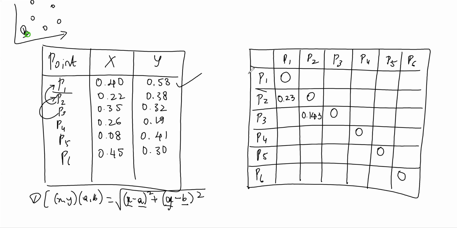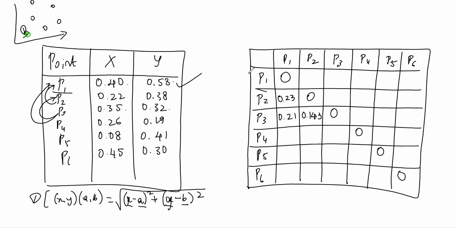Now again I have to calculate, because there are 2 points before it, right? So I have to calculate from P3 to P1, which is 0.35 minus 0.40 the whole square plus 0.32 minus 0.53 the whole square. 0.21. Fine, so I got the distances.